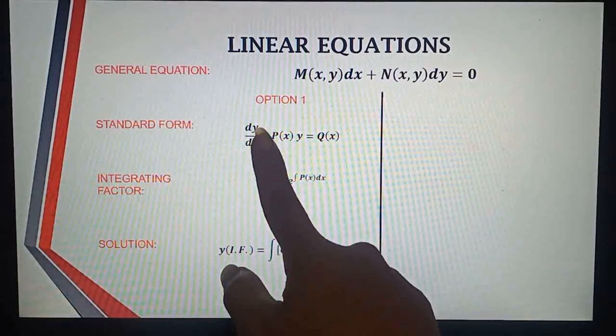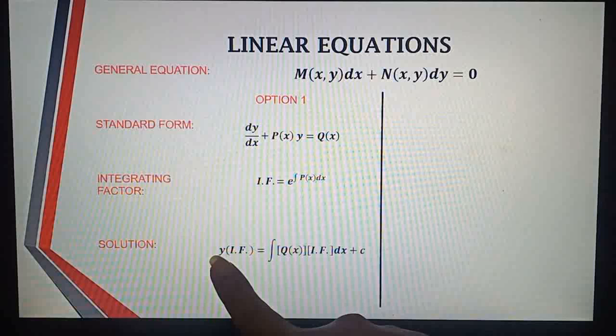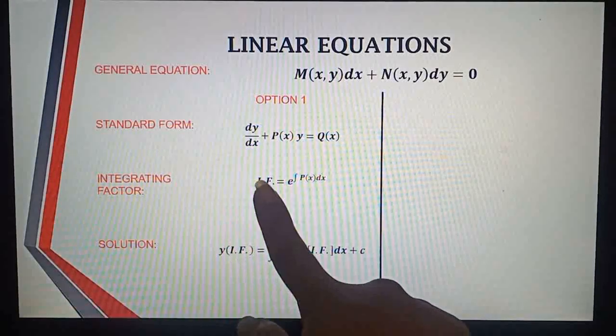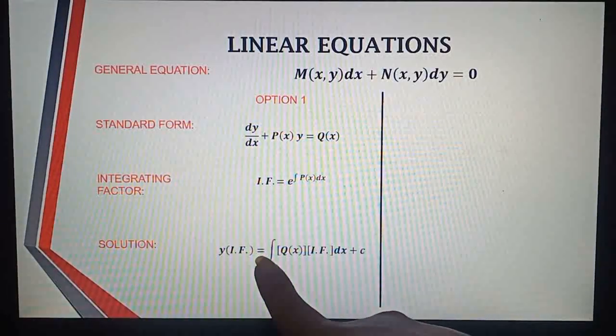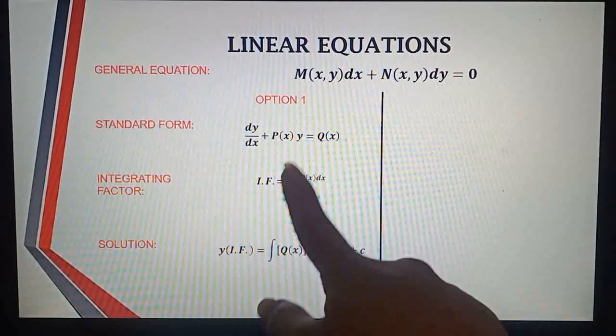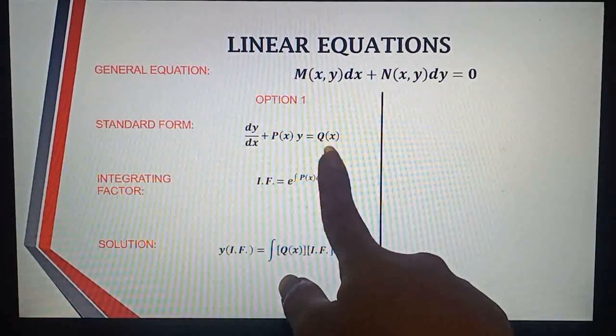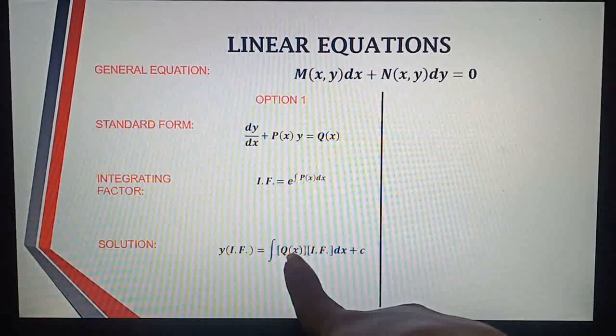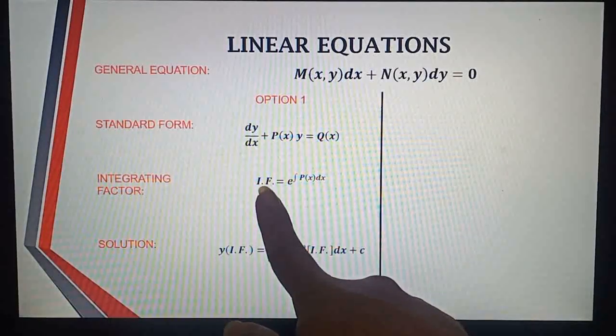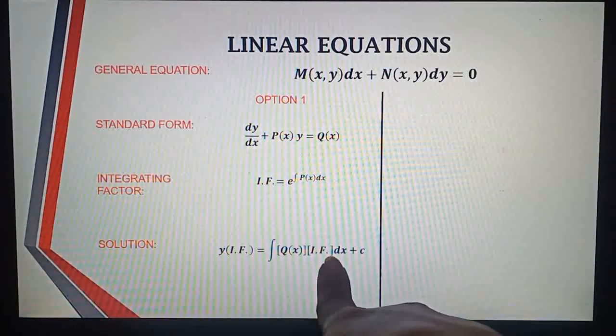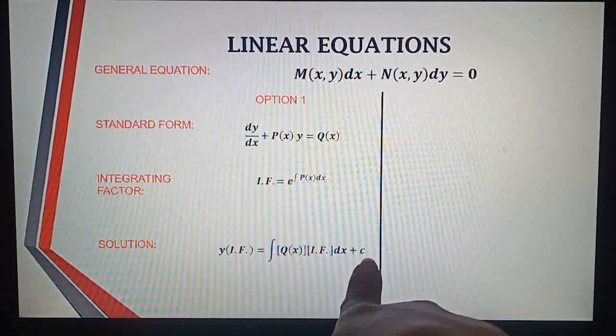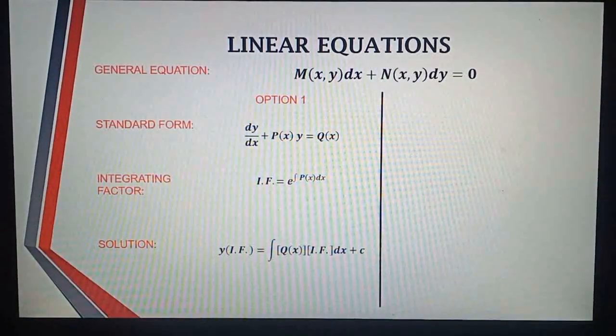Now, after computing the integrating factor, we will have the formula for the linear equation, which is: if you have dy over dx, you must have y, then multiplied to the integrating factor, equated to the integral of your Q of x, which is also a function of x, multiplied to the computed integrating factor, multiplied to dx plus c. Now, that is your first option.